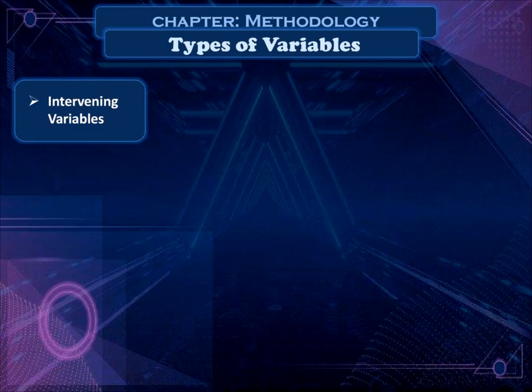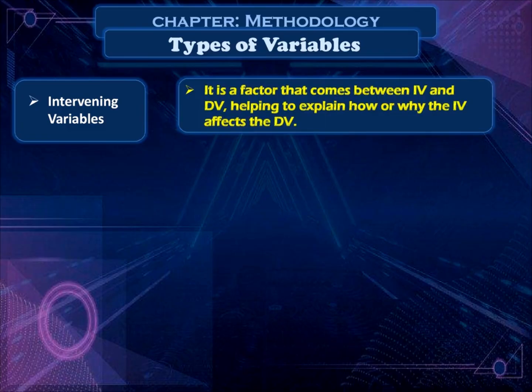Okay, formally we'll go and see what it is. It is a factor that comes in between the independent variable and the dependent variable, helping to explain how or why the independent variable affected the dependent variable. So suddenly the husband has become good to his wife. There is one factor which explains what suddenly happened: the aunt came in between.